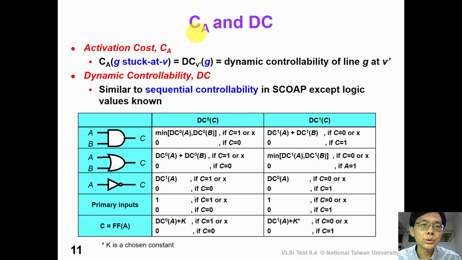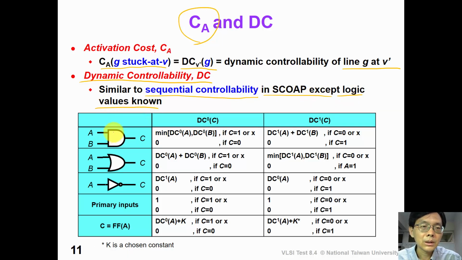Now let's introduce the activation cost defined in the context algorithm. The activation cost CA of G stuck at V is equal to the dynamic controllability of line G at value V prime. The dynamic controllability DC is very similar to sequential controllability in scope, except that the logic values are now known.